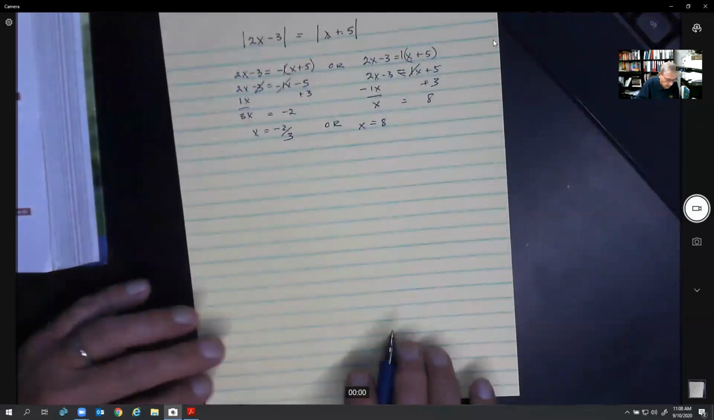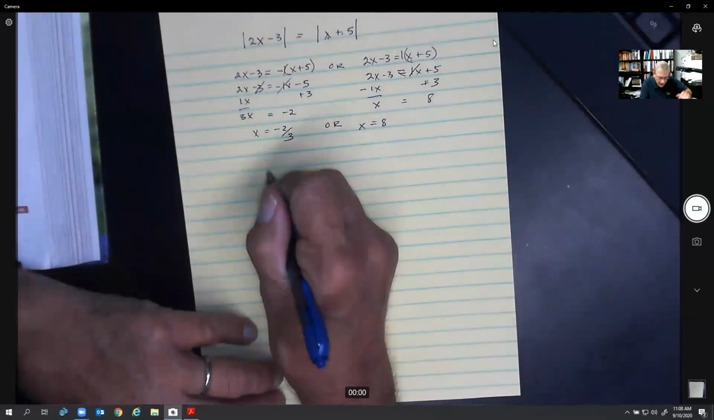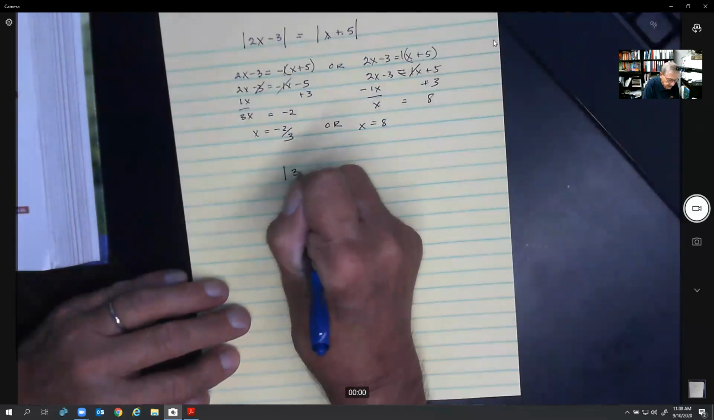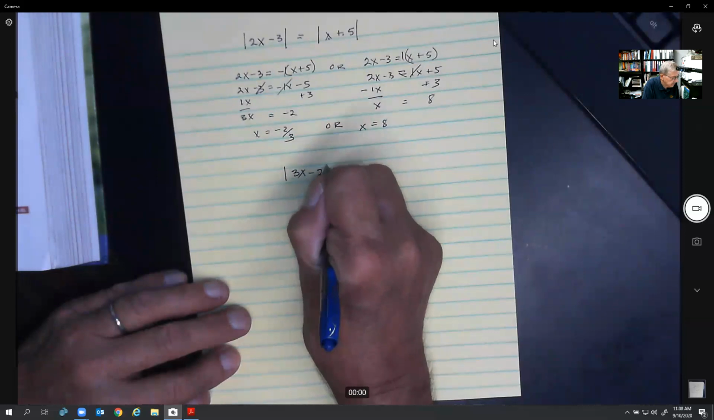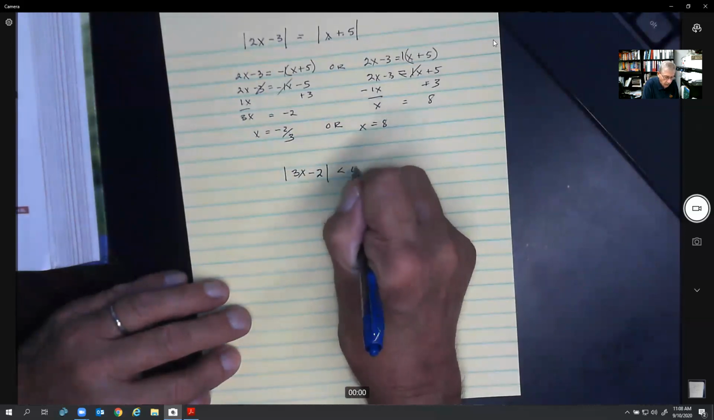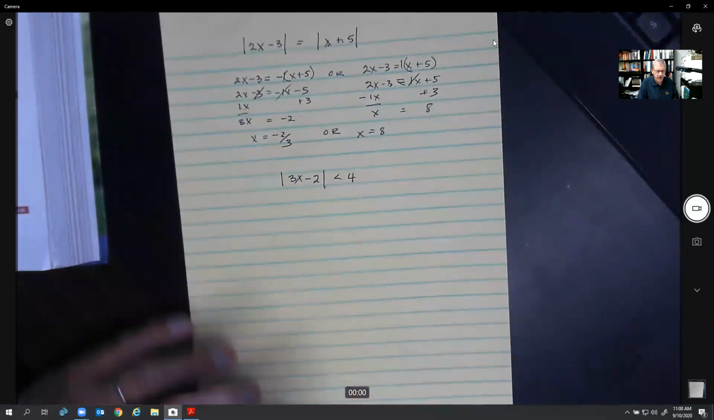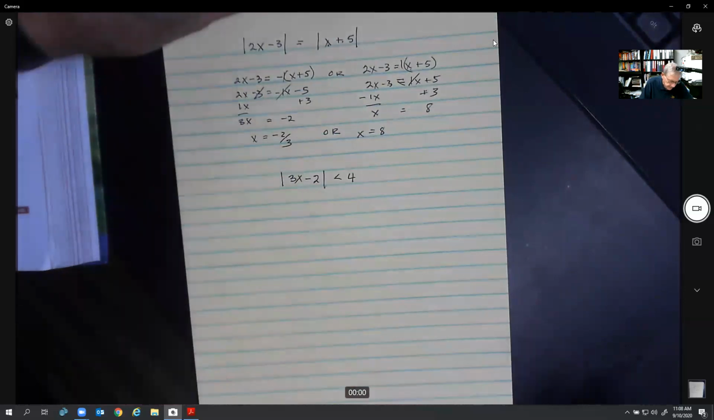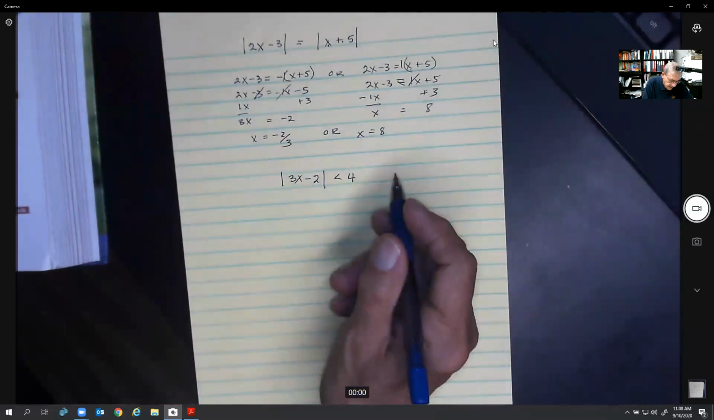Okay, you're saying, well, that works great. We can solve this, but what if you have inequalities? What if you have something like 3x minus 2 is less than 4? What if we have something strange like that? That's right, we close the book and go home. No, we don't. Okay, we do the same idea.